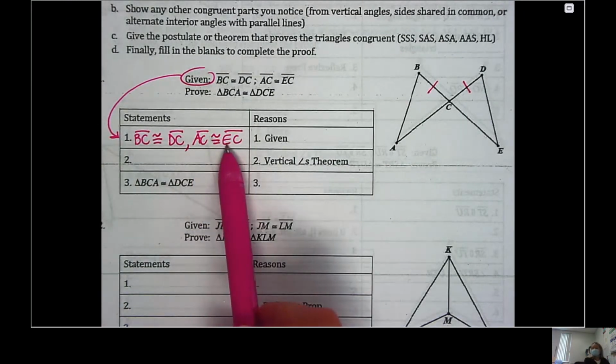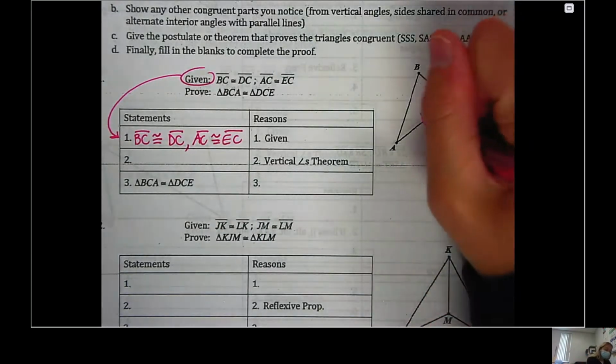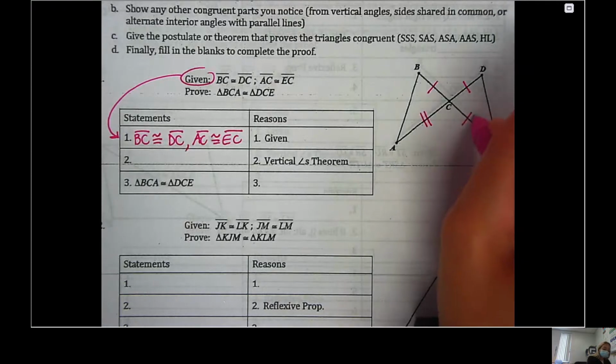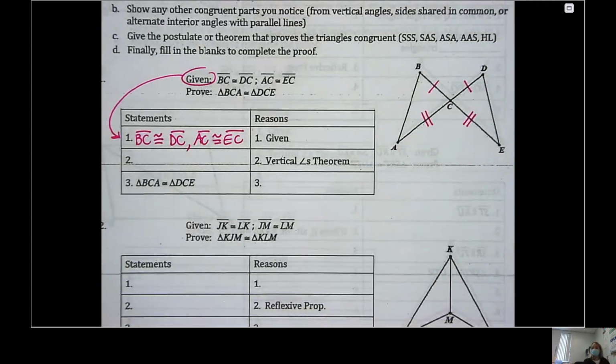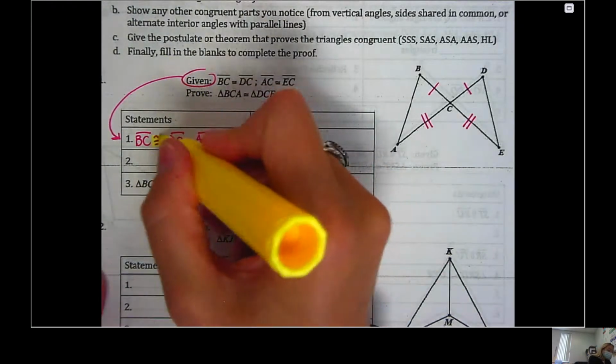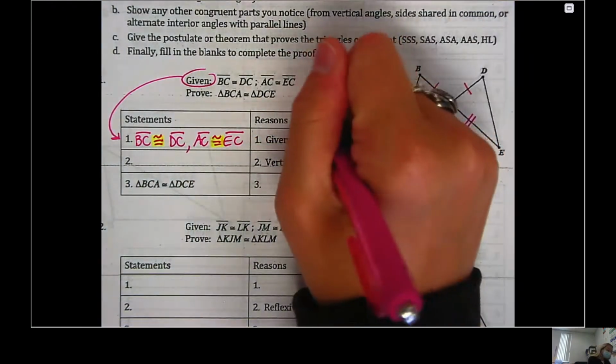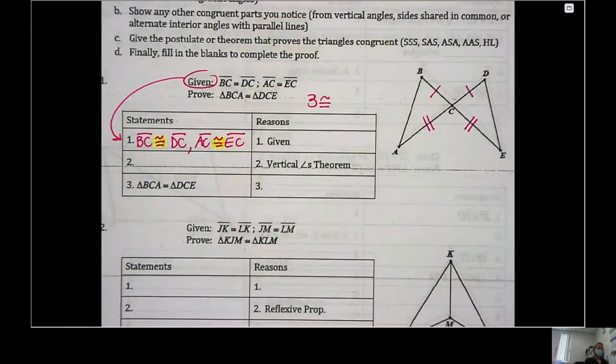What should I put on AC and EC? Okay, but how many? Why 2? Good, it's my second set. So on AC and EC, put 2 tick marks. Okay, now I need 3 pieces of information. I need 3 congruent symbols in order to go to my final statement. Right now I have 2, but I need 3 of them. So I need 1 more statement. I need 3 congruent symbols.